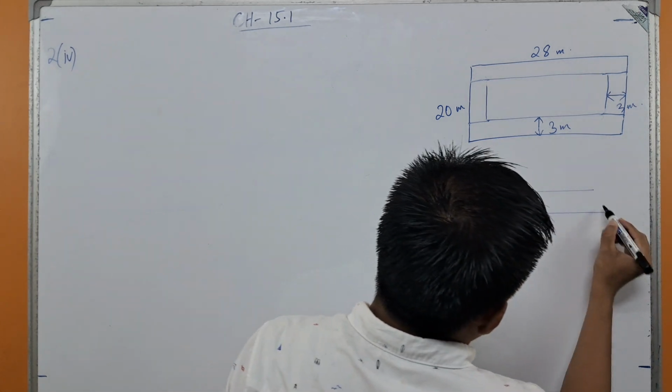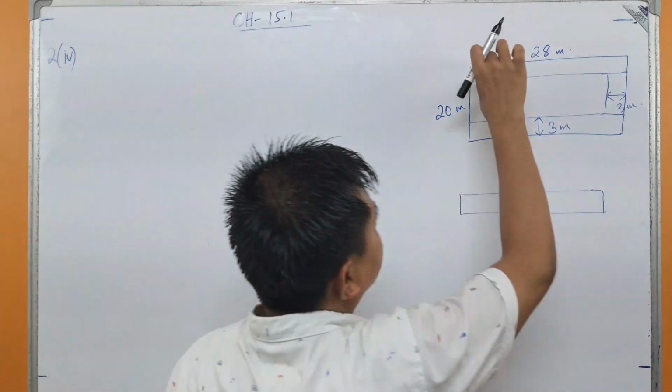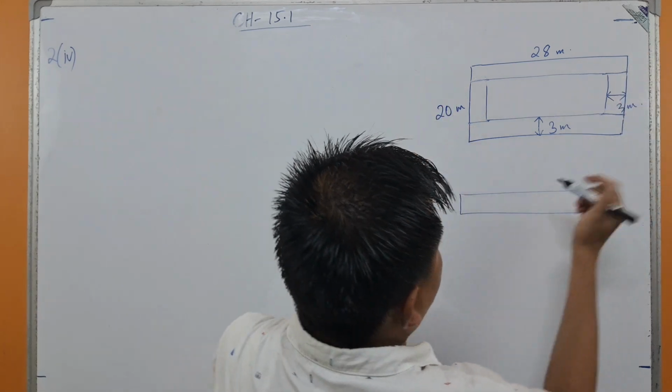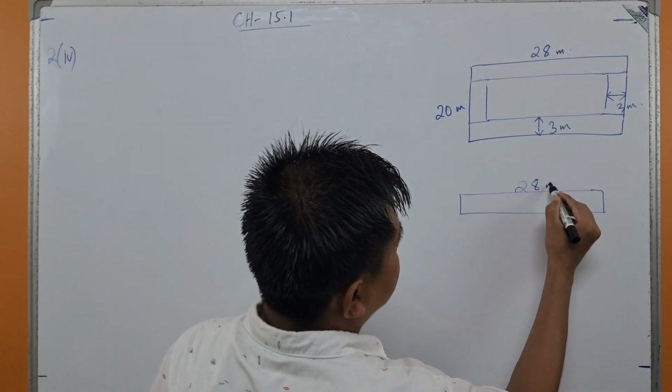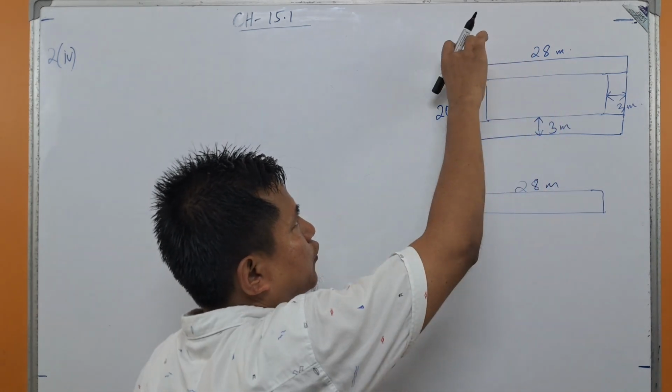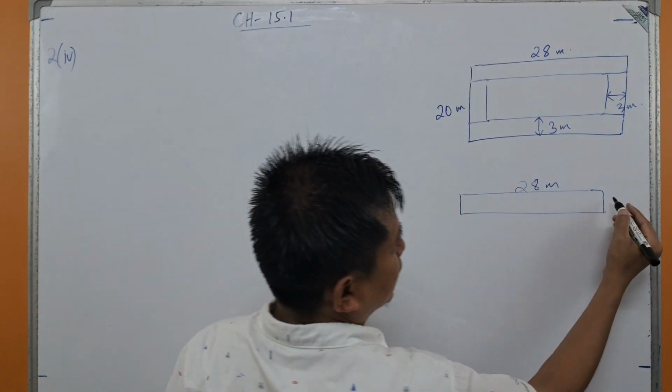this is the small rectangle. We can see on the top here, length of this rectangle is 28 meters, isn't it? 28 meters, and breadth of this rectangle is 3 meters, because breadth is the width of the colored part, isn't it? 3.